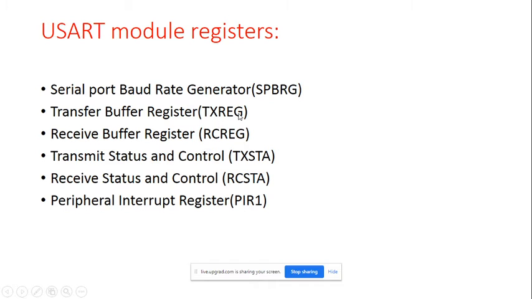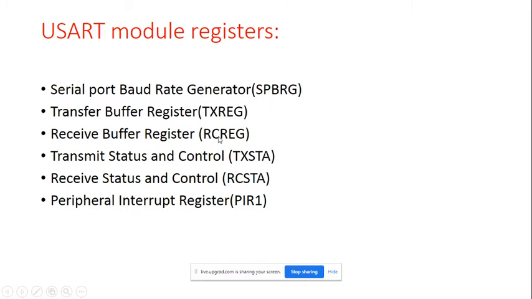Similarly, when all data is out, it will interrupt the controller, or the PC, through the peripheral interrupt register. In the same way, consider bits entering through the receive register. Out of 8 bits, suppose 5 bits have entered and 3 have not yet been received. If you read the data then, you will read incorrect data. This means you must read the data only when all 8 bits are available in the receive buffer register.